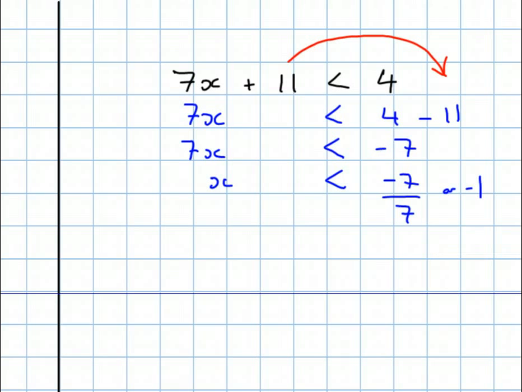Let's quickly draw our number line. See if my handwriting can improve this time. Now, x is less than, so it's going to be pointing to the left, minus 1. But it can't be equal to, so we draw a circle, but don't fill it in on minus 1. And then we have the arrow pointing to the left, because x is less than that.